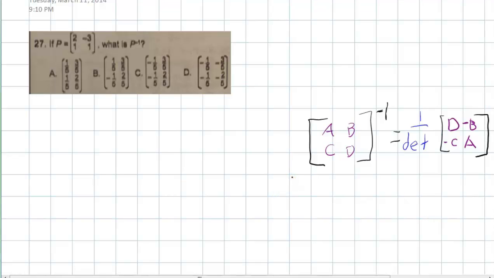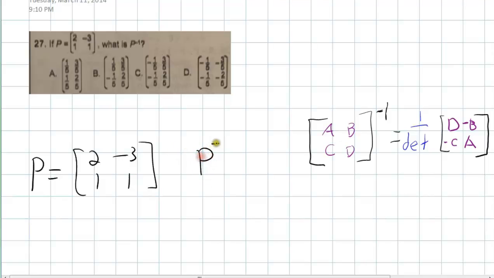Okay, so here we have question 27, and it's a matrix, and it says if P is equal to the matrix where it's 2, 1, negative 3, 1, they want to know what is P inverse. The way that we're going to go about solving this is using this that I've written out over here, and I'll explain to you what this is.